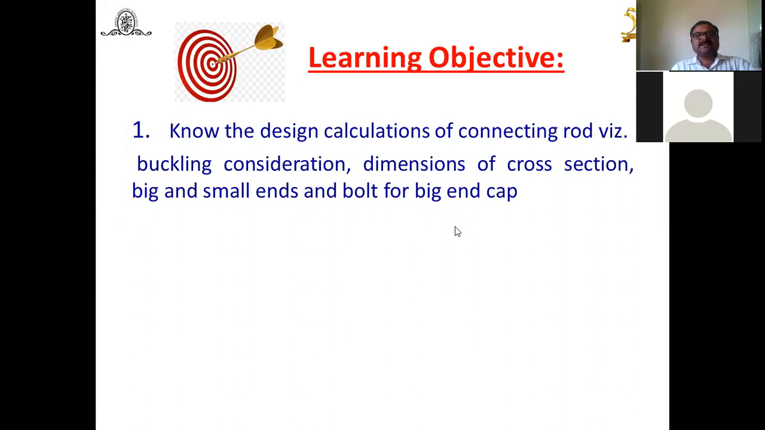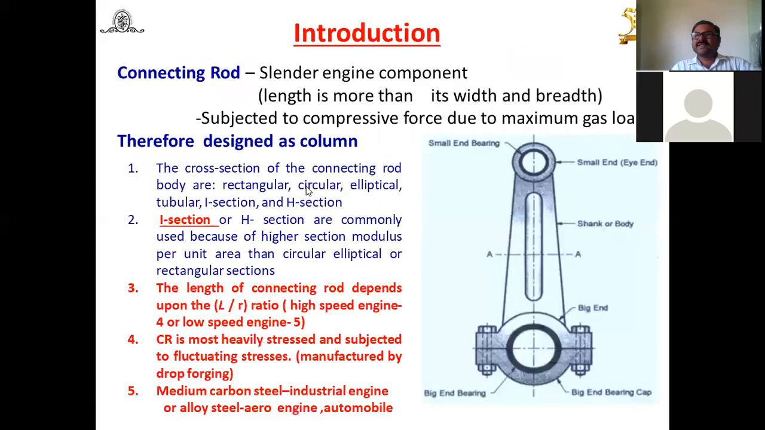Now let us see. First of all, we should know what we mean by connecting rod. Already you studied these parts in thermodynamics also, but you will find it's a heavily stressed part in an IC engine. It is subjected to compressive force due to maximum gas load. Gas load means after expansion in the IC engine cylinder, you will find the force exerted by the gas which comes on this connecting rod. And because of that, it is subjected to inertia forces.